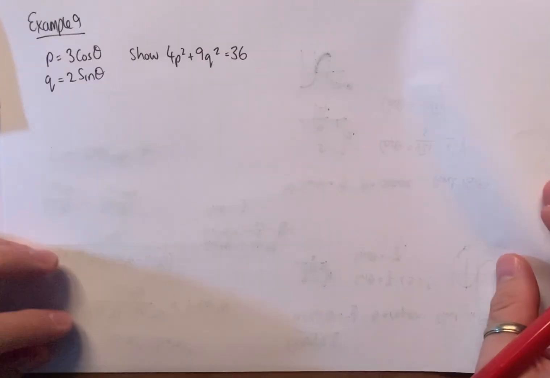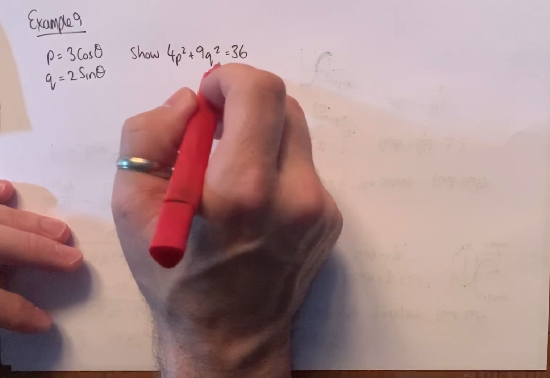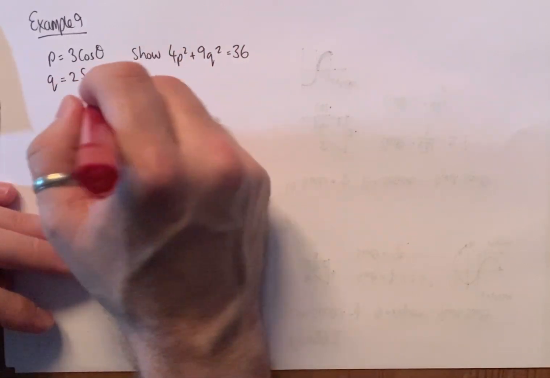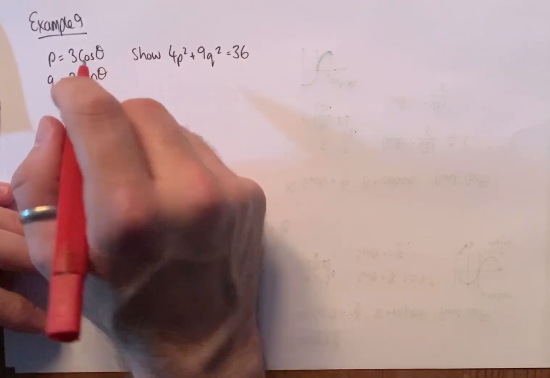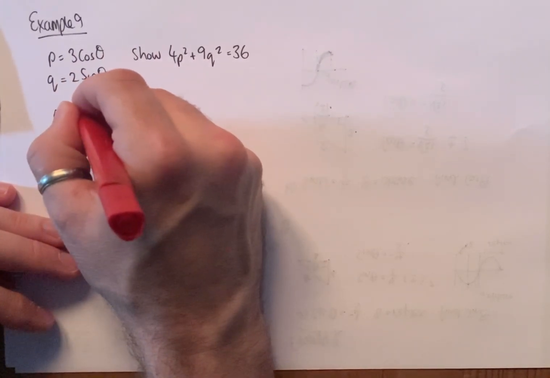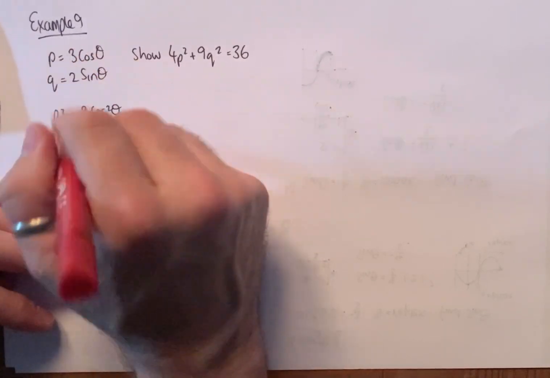Right, last one, example 9. p is 3 cos theta, q is 2 sin theta, show 4p squared plus 9q squared is 36. Well, what is 4p squared? To work out 4p squared, first you've got to square p. So p squared equals 9 cos squared theta. Just squaring both of them.